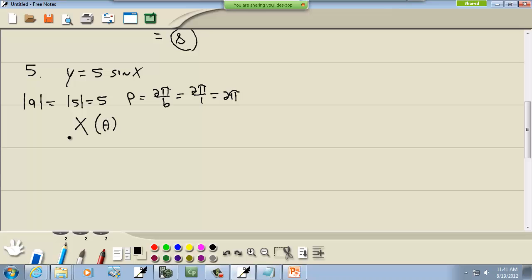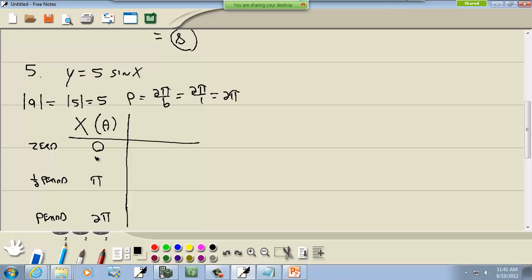Now remember, our x is going to be our angle. And this is always 0. And this last one here is always our period, which would be 2 pi. The middle one here is half our period, which is pi. And this is a quarter of our period, which is pi over 2. And this one is 3/4 of our period, which is 3 pi over 2.